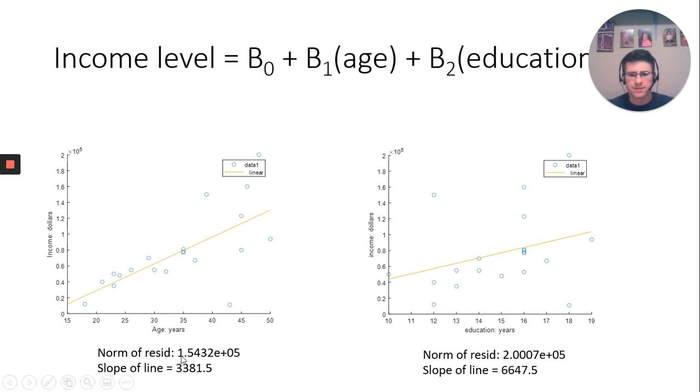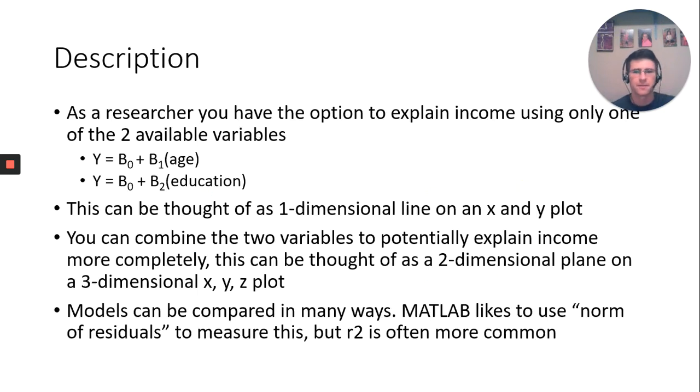What I want you to note is there's a slope of the line, and there's also this norm of residual. That's something MATLAB uses to just give you kind of goodness of fit. It just says how tightly squeezed in the data is, and I believe it's actually the smaller the amount, the better. So the graph on the left fits the data a little bit more than the graph on the right. And there's another thing called R squared, which is more widely used, but MATLAB readily gives you this.